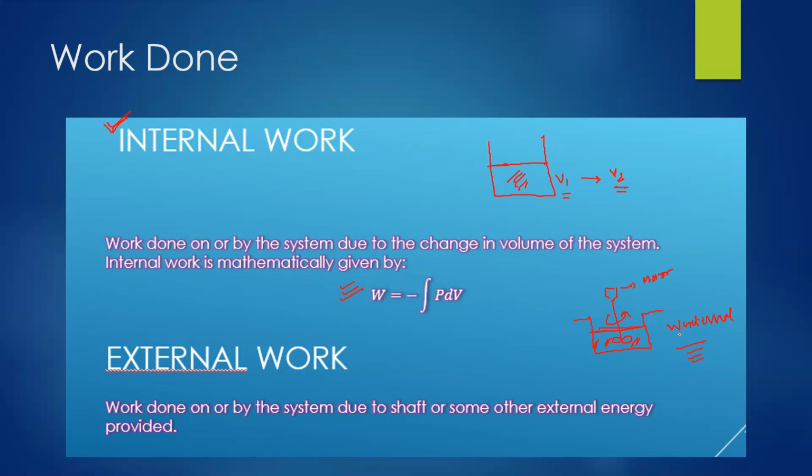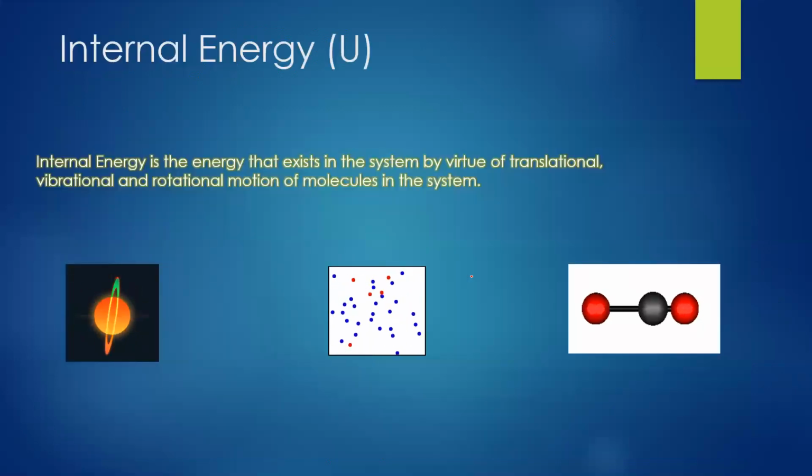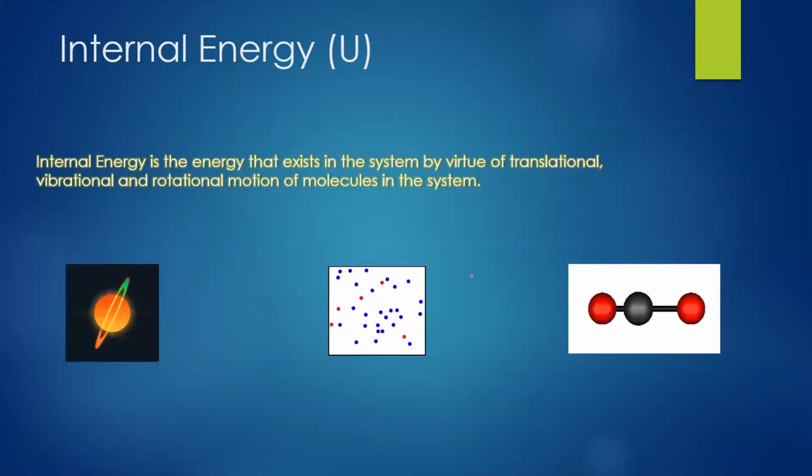All right, so remember, whenever we talk about internal work done, it is mathematically given as minus integral PdV. We'll discuss the sign and all a bit later. Just understand that W is equal to minus integral PdV. Remember that. Now, let's talk about a very important term, that is internal energy.